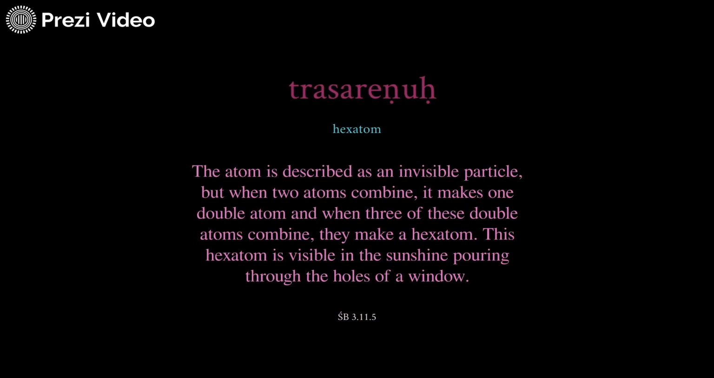Hexatom. The atom is described as an invisible particle, but when two atoms combine, it makes one double atom, and when three of these double atoms combine, they make a hexatom. This hexatom is visible in the sunshine pouring through the holes of a window.